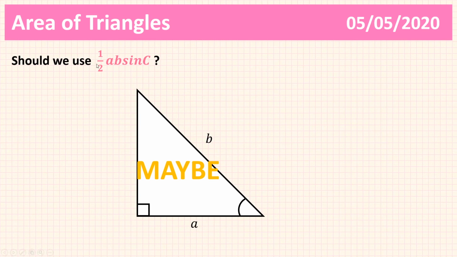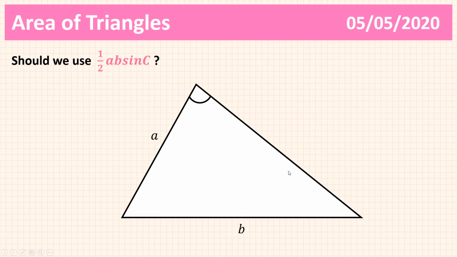Personally, I feel using a half AB sine C would be more efficient than doing 2 steps of using Pythagoras to work out the perpendicular height and then work out the answer from there. I think it's much more efficient to just use a half AB sine C. But the answer is still a maybe. What about this one? Should we use a half AB sine C?